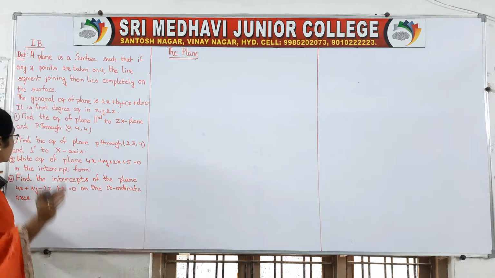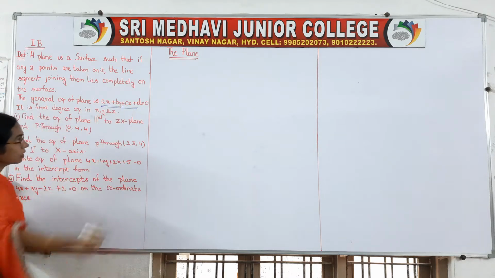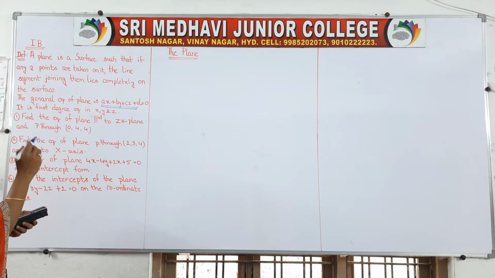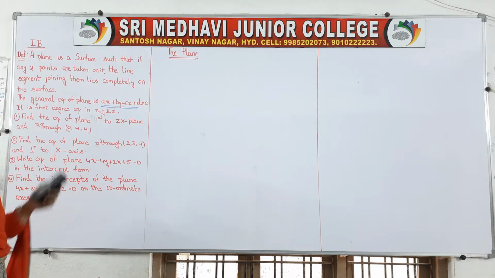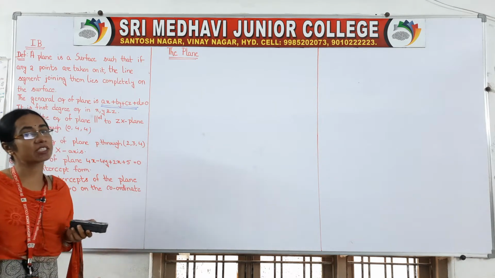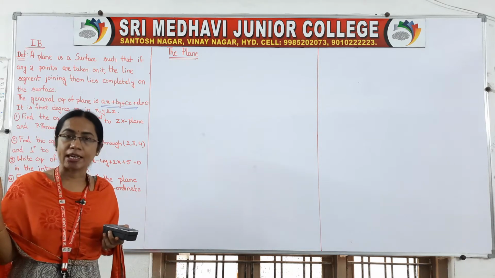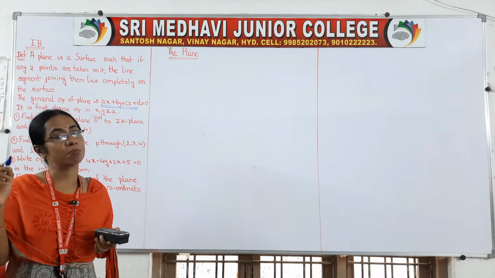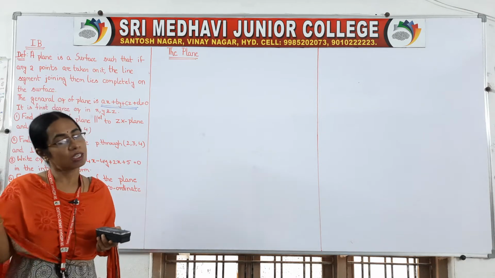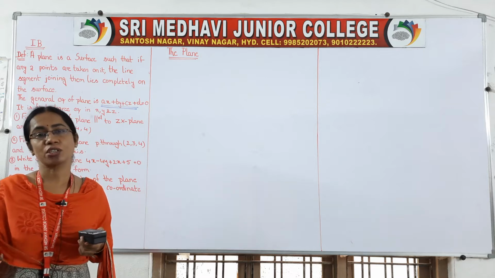And what is the general equation of the plane? The general equation of the plane is ax plus by plus cz plus d is equal to 0, just like our line equation ax plus by plus c is equal to 0, where a, b, c are real numbers. So same thing here also, the general equation of the plane.